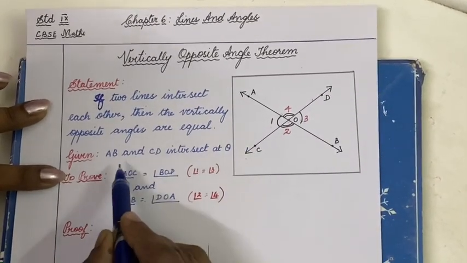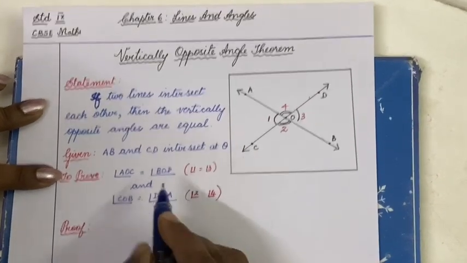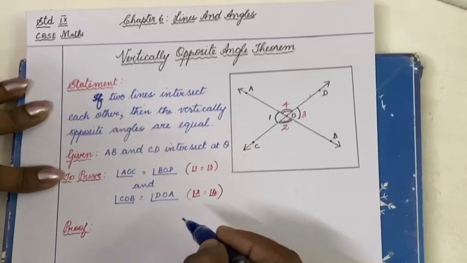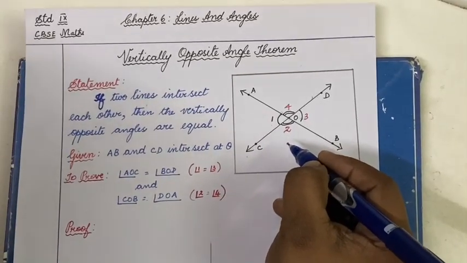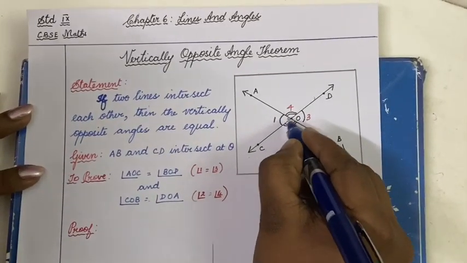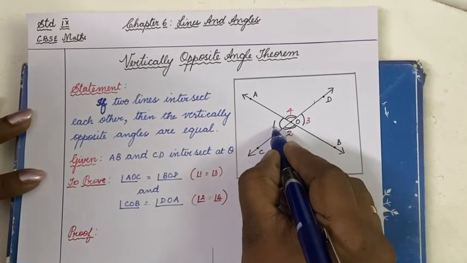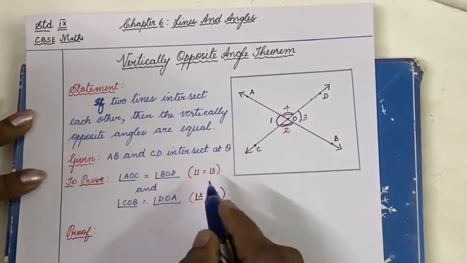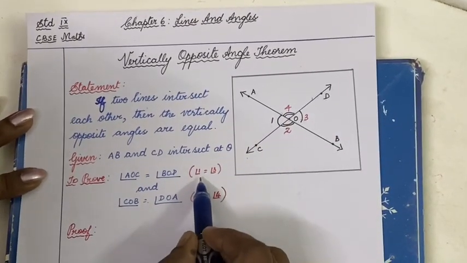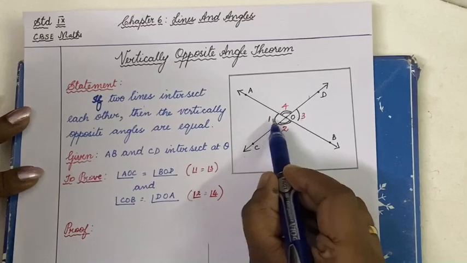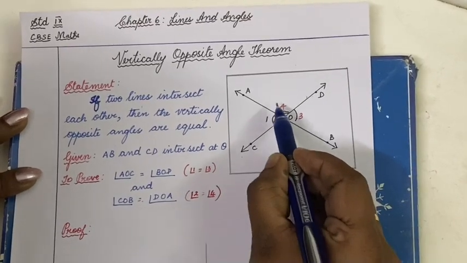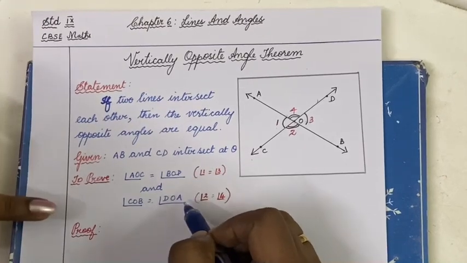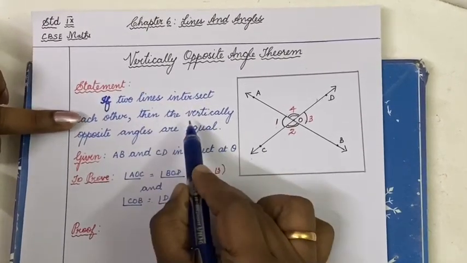Sometimes always writing AOC, BOD, we might feel a little difficult. So maths will always make it a little easier, simpler for us. So we can also label the angles like this. See, I have done it: angle 1, angle 2, angle 3, angle 4. That means we can also directly write like this to prove. What is to prove? Angle 1 is equal to angle 3 and angle 2 is equal to angle 4. So the given and to prove have come from the statement.